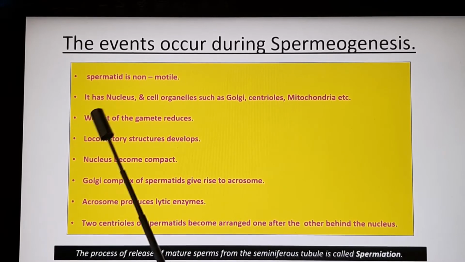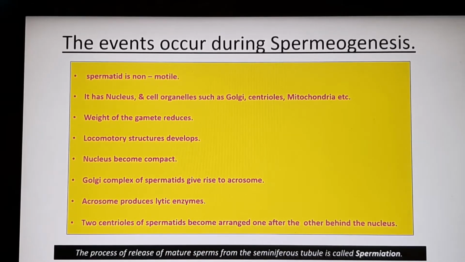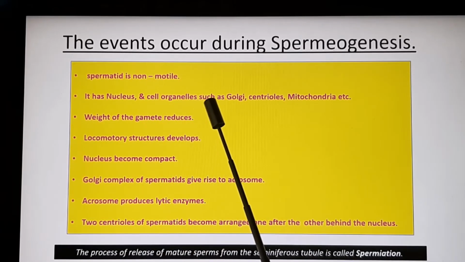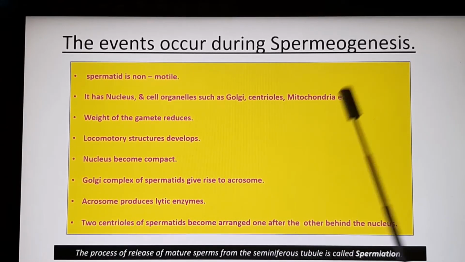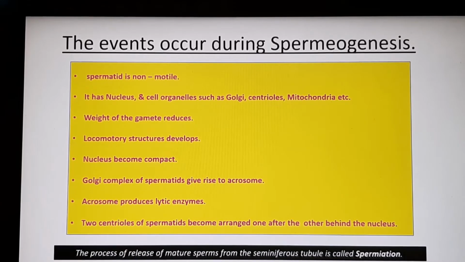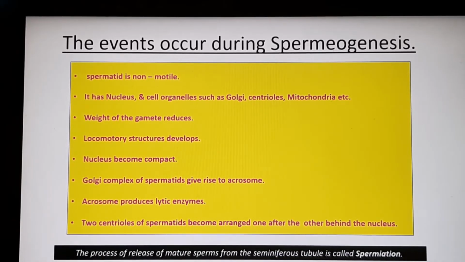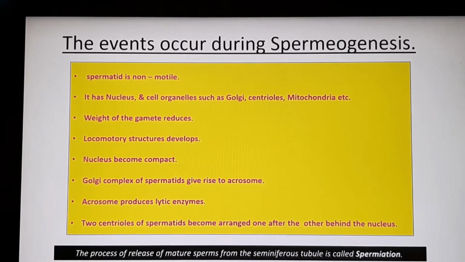As I told, these spermatids are non-motile, they cannot move because they are not developed for locomotion. They have a nucleus and cell organelles such as Golgi, centrioles, mitochondria, etc. During this transformation, the weight of the gamete reduces. In the locomotory structures that develop, the nucleus becomes compact and the Golgi complex of spermatids gives rise to the acrosome, and this acrosome produces some lytic enzymes.